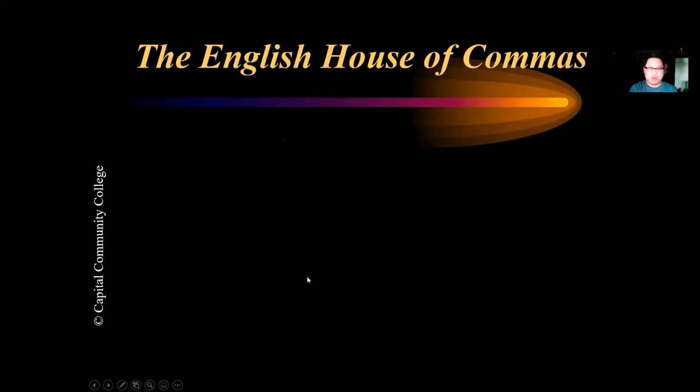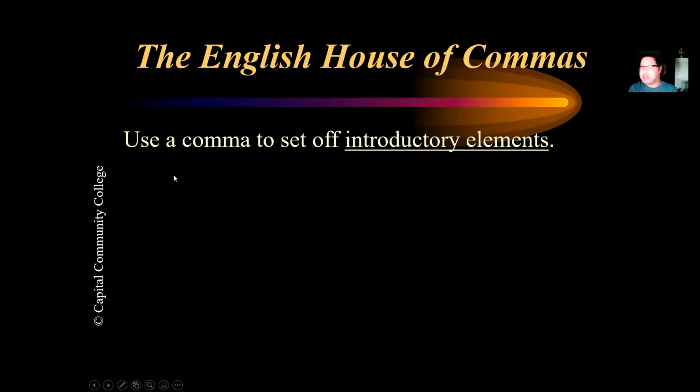The next rule: use a comma to set up introductory elements. When you say introductory elements, the introduction is not a complete sentence. It's only a phrase or group of words. Okay, so a group of words and then the actual sentence. And before the actual sentence, there should be a comma after this introductory element. Like this example.